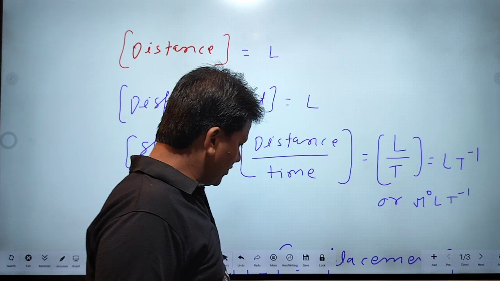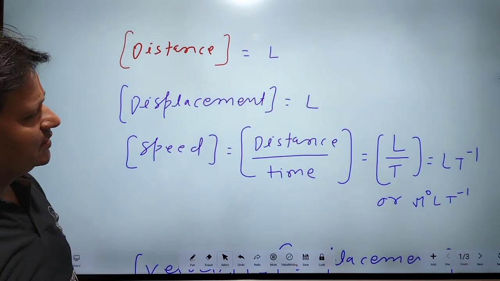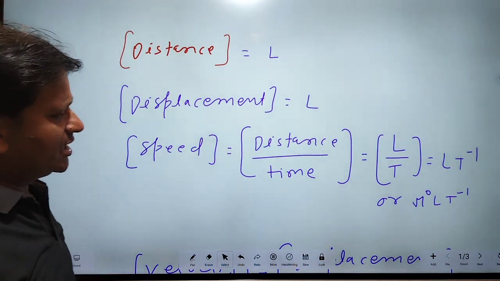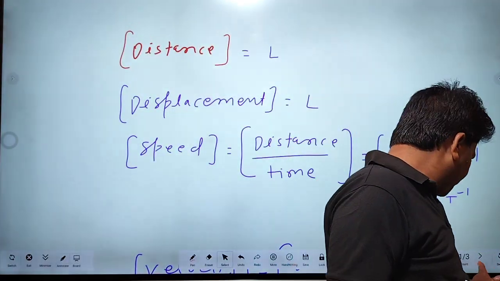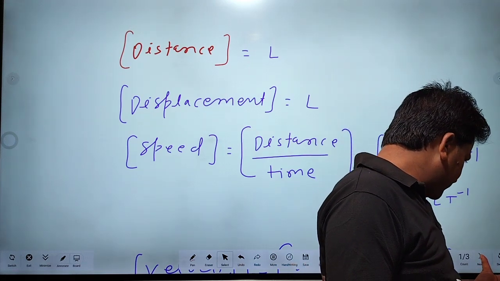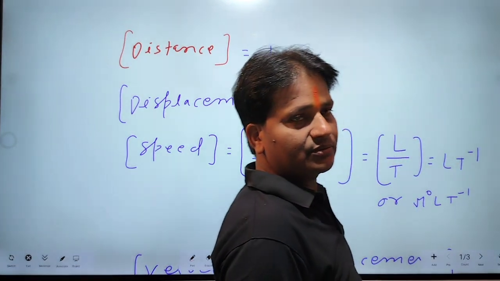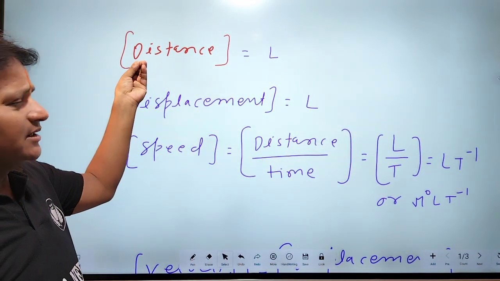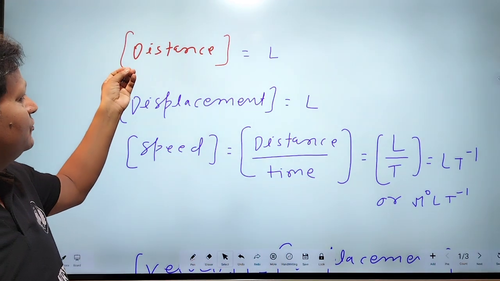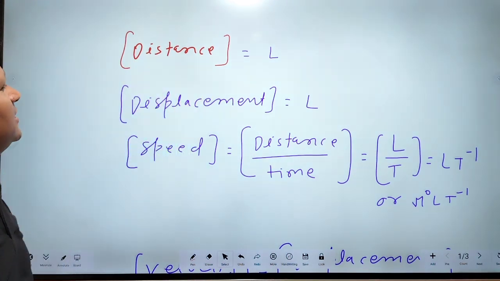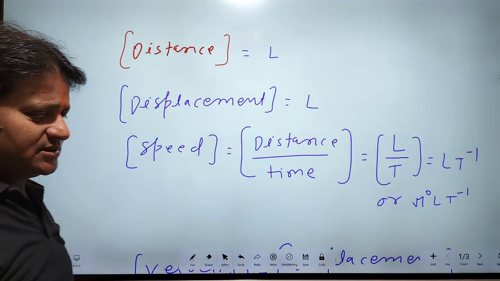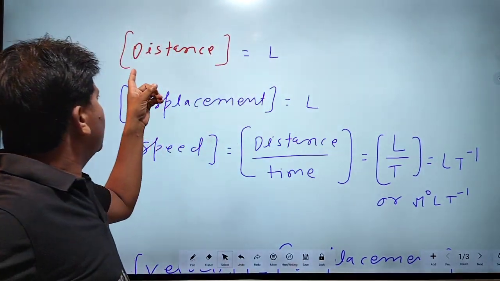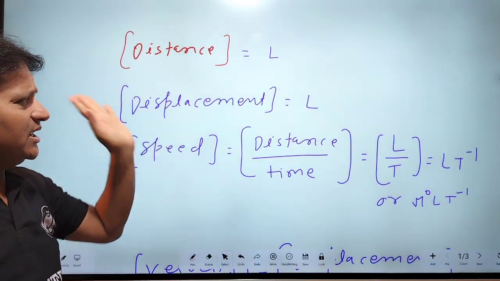Today I am going to discuss some other physical quantities, and I will find the dimension of each quantity. Here I am going to find the dimension of distance. Distance is just like length, therefore the dimension of distance will be equal to L.